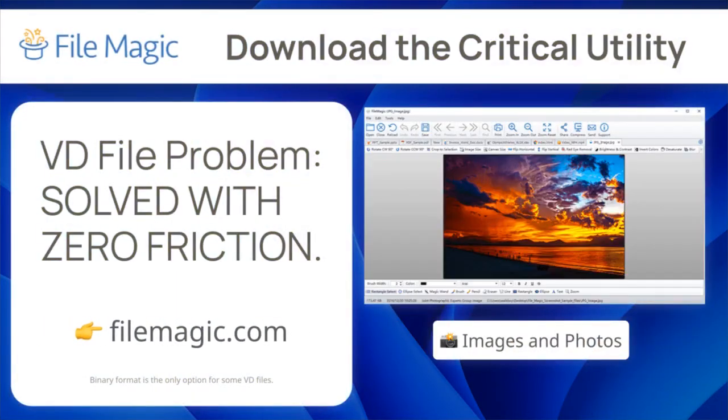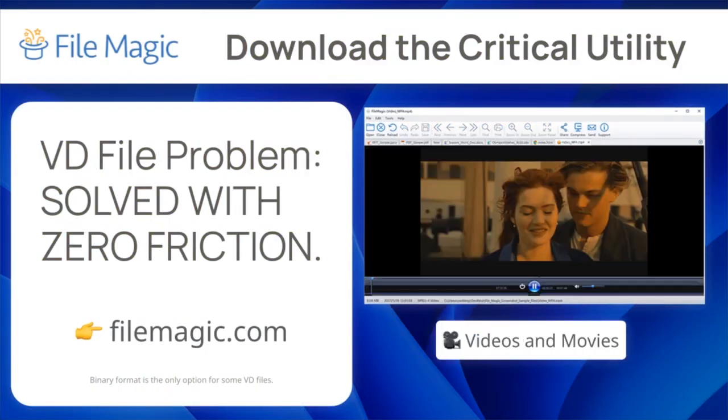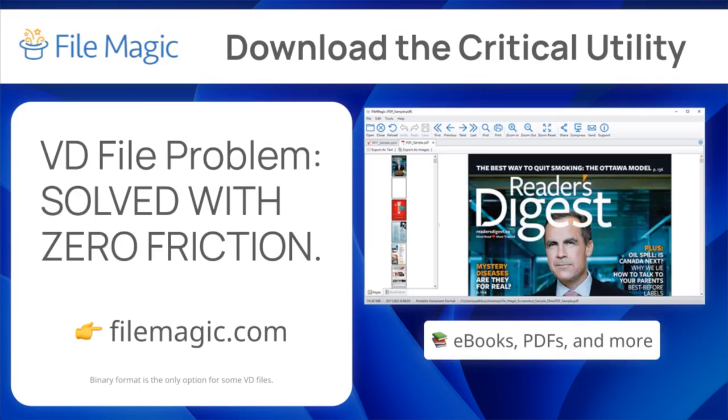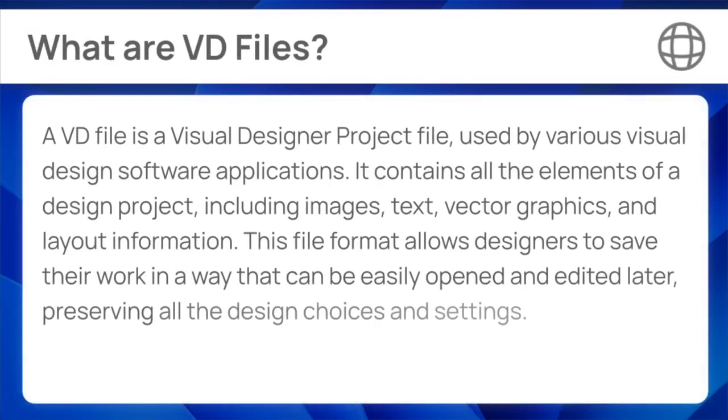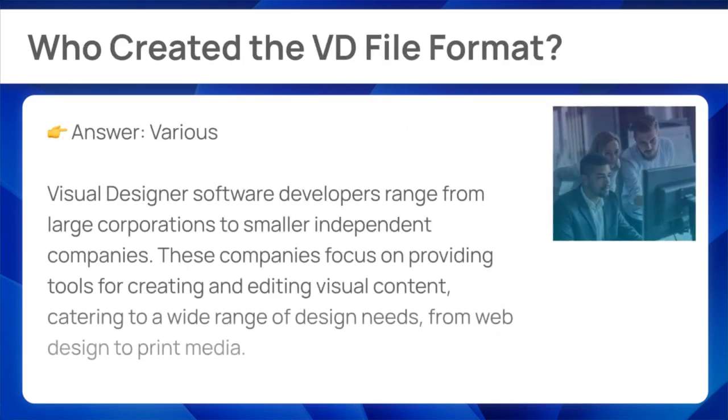We are going to maximize results with a single highly effective VD file inspection program that provides coverage for a wide range of formats. A VD file is a Visual Designer project file used by various visual design software applications. It contains all the elements of a design project, including images, text, vector graphics, and layout information. This file format allows designers to save their work in a way that can be easily opened and edited later, preserving all the design choices and settings.